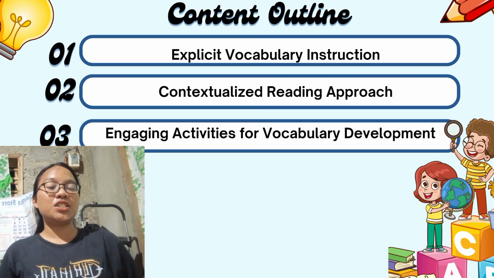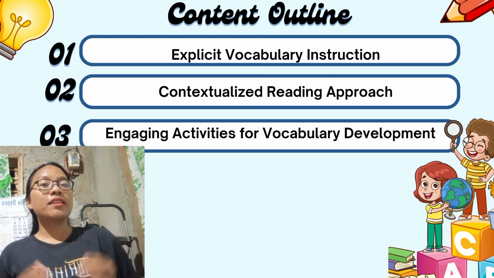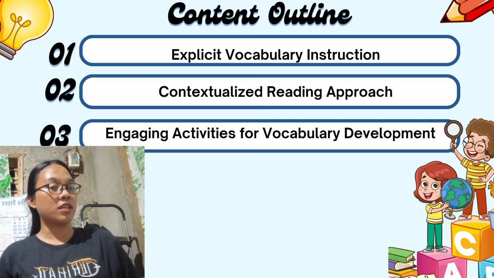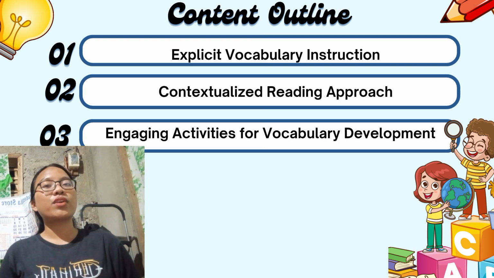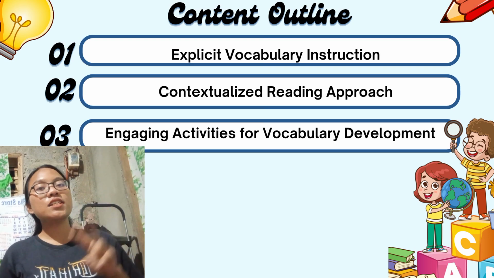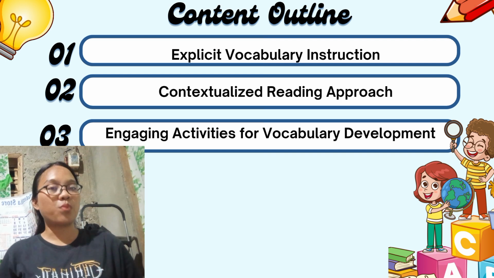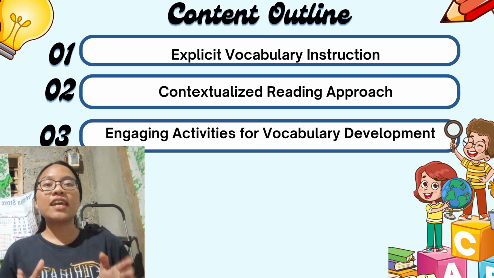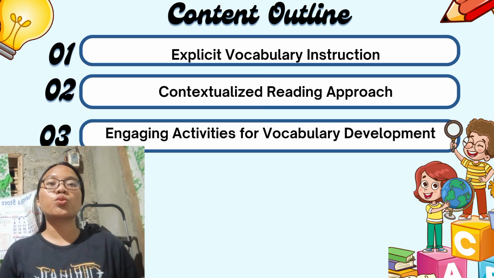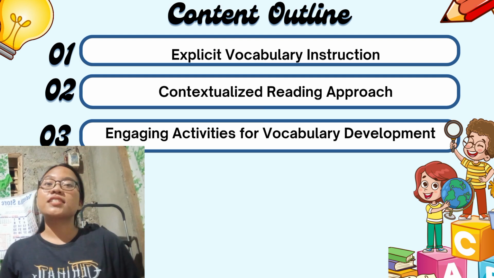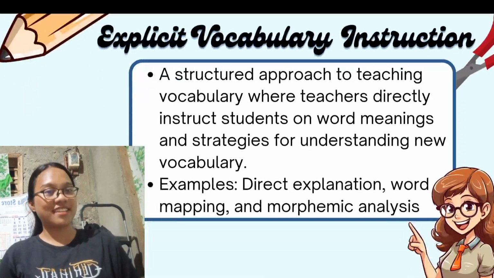Before I proceed to the discussion, let us first state the lesson outline. These are the strategies that we will be going to cover. First, we have explicit vocabulary instruction, or the direct teaching of word meanings. Second, we have the contextualized reading approach, or learning words through real world reading. And third, we have engaging vocabulary activities. These are fun and interactive ways to reinforce learning. So now let's start with the first strategy.